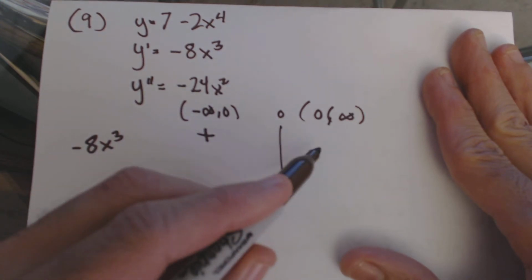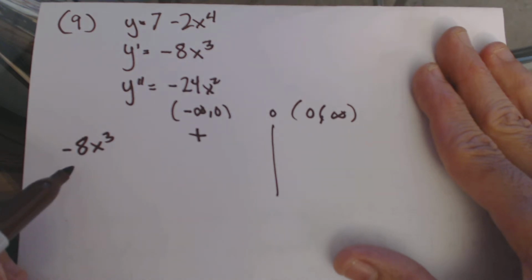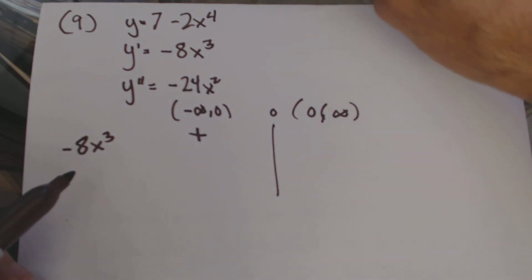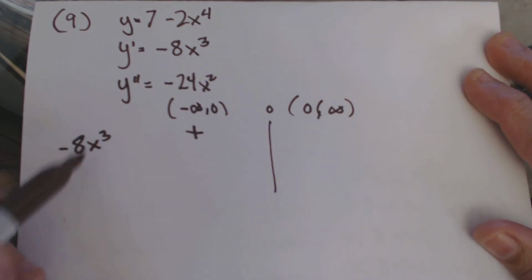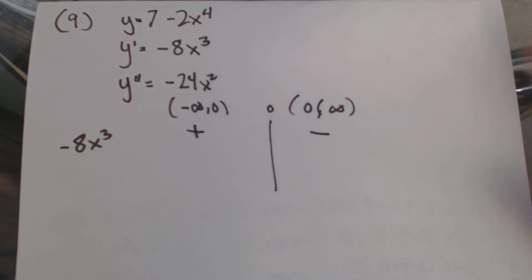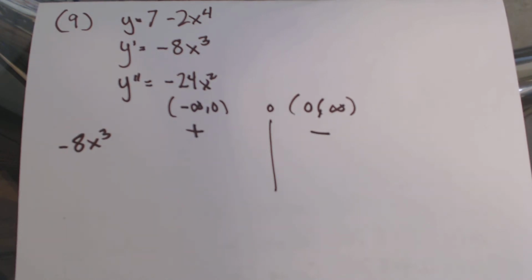And then evaluating the interval from 0 to infinity, let's try 1. So plugging in 1, we're going to get a negative. So because the slope of the tangent lines changes from positive to negative as we pass through 0, that means 0 is a relative maximum.